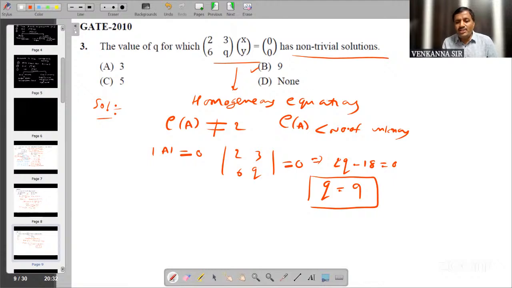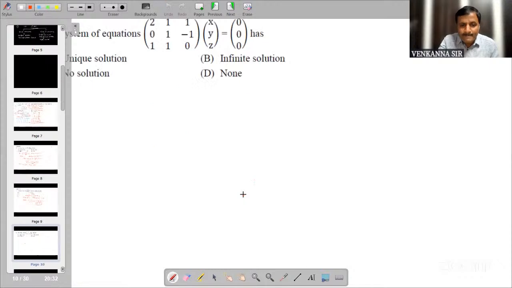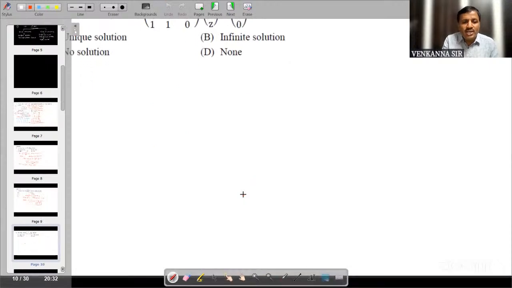See, what is the condition we are using? Determinant of A equal to 0. This type of question generally carries 2 marks weightage. First of all, we have to identify whether the equations are homogeneous or non-homogeneous. In this case, it is a homogeneous equation. Hope everybody understood this solution, right? Next question here.